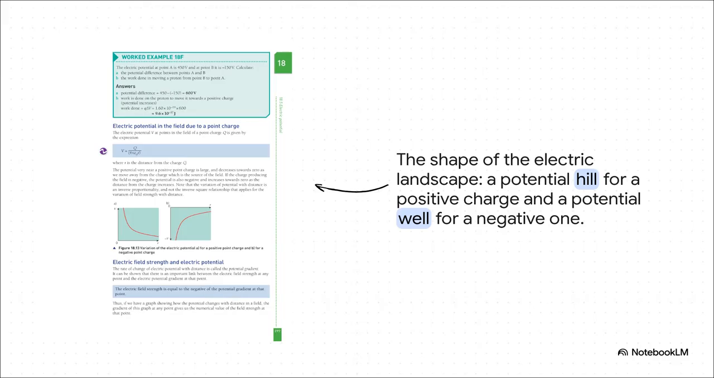And check this out. This is where that whole landscape metaphor just clicks. A positive charge creates a potential hill. Any other positive charge brought near it will naturally want to roll down and away. But a negative charge? It does the opposite. It creates a potential well that positive charges will naturally fall into. If you can picture this, you can predict how charges are going to move.